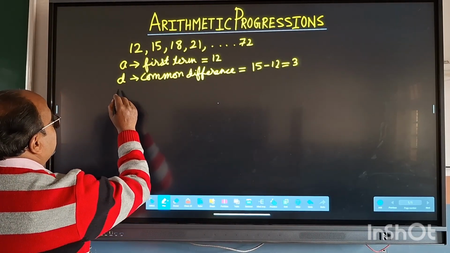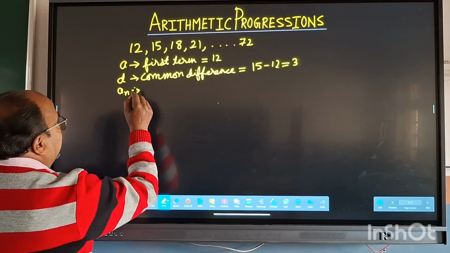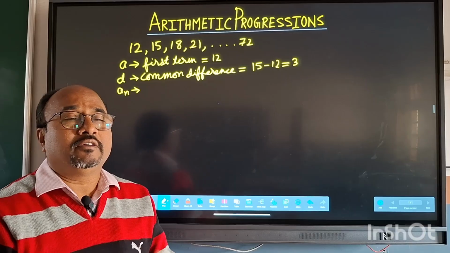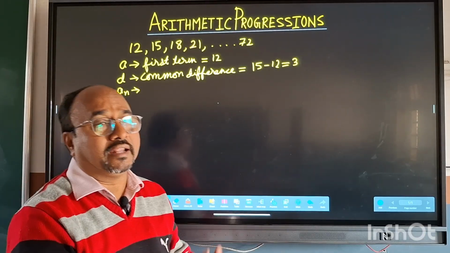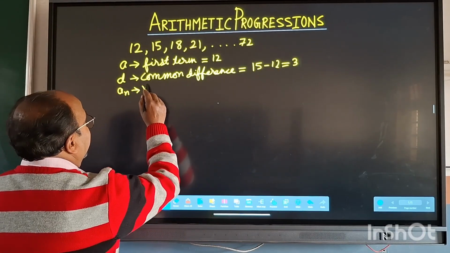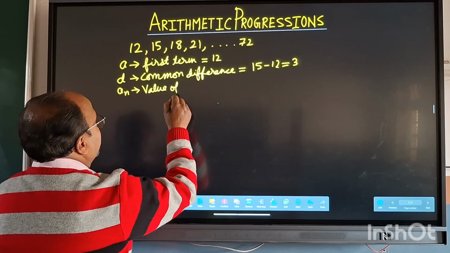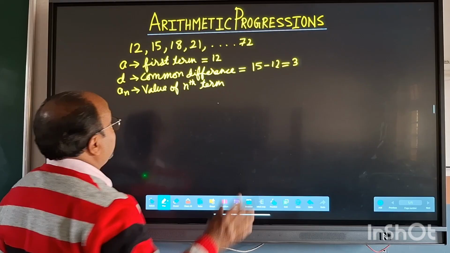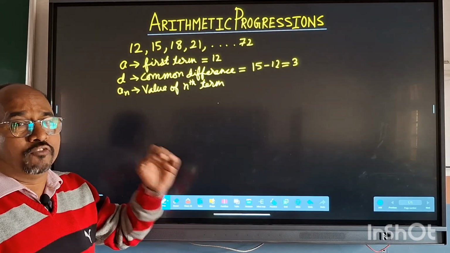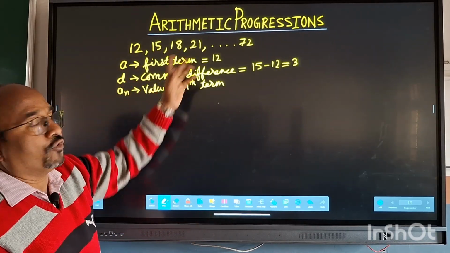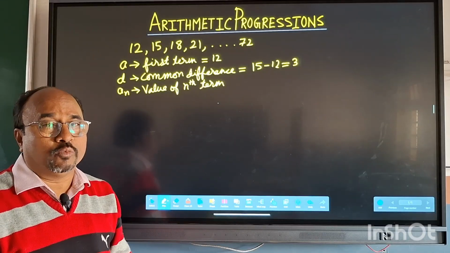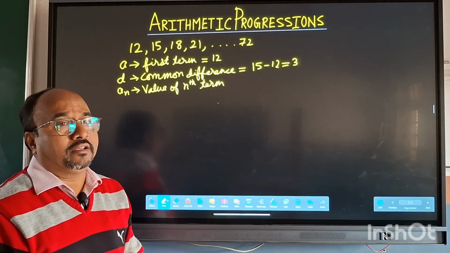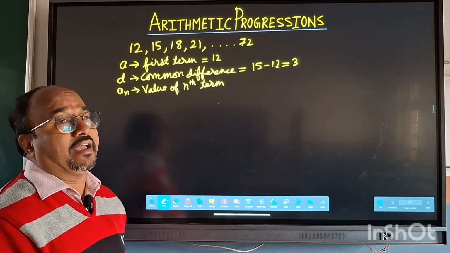Then we come across as AN. N here stands for the number of terms. So if AN is there, it means we are looking for the value of that nth term. Okay, so I will write here value of nth term. Like if I say A4, 1, 2, 3, 4. So A4 will have a value of 21. So like this, we could have any number of terms and we can know the value of it. We will see the relationship to get that value.